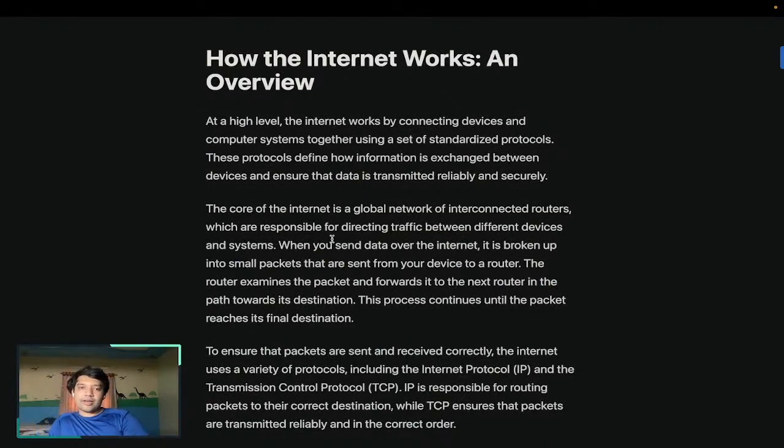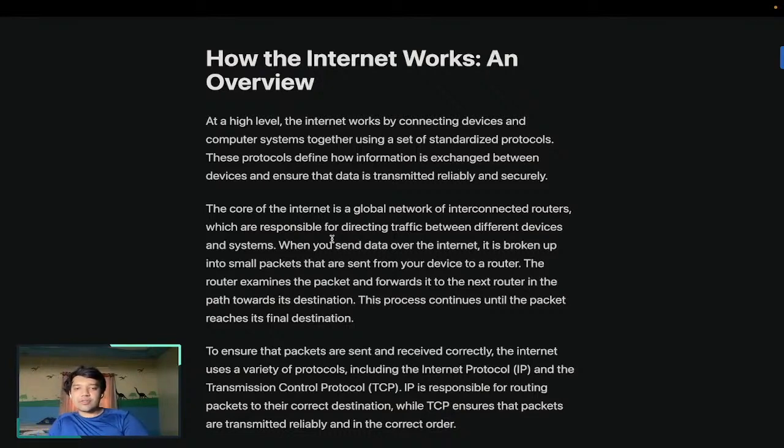The internet works by connecting devices and computer systems together by using sets of standardized protocols. These protocols define how information is exchanged between devices and ensure the data is transmitted reliably and securely. The core of the internet is a global network of interconnected routers, which are responsible for directing traffic between different devices and systems.